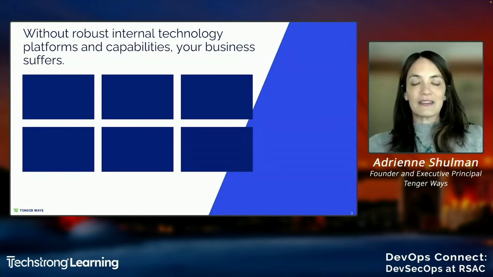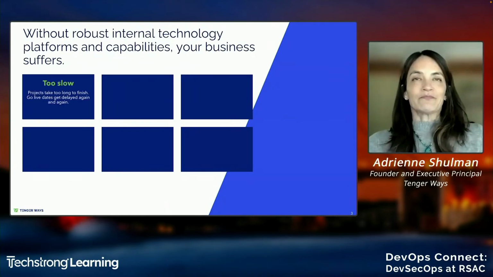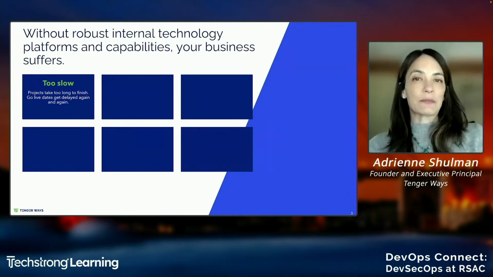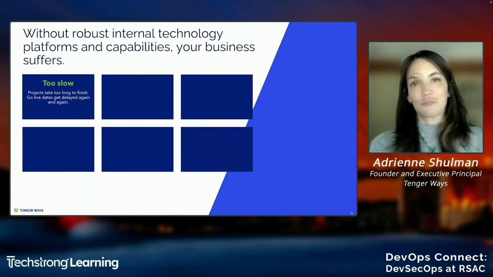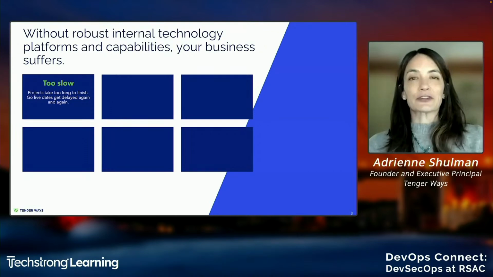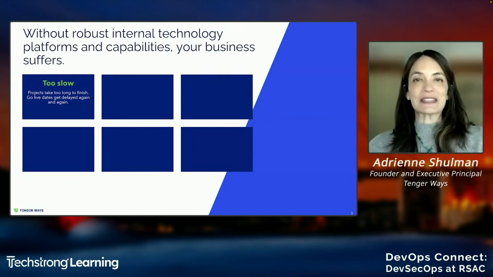But the complaints I'm hearing when I speak to what I'll call the business side, so these are the people using the tools, is that this applications team or IT is too slow. Projects take too long to finish. This is evergreen, right? IT is too slow for the business.